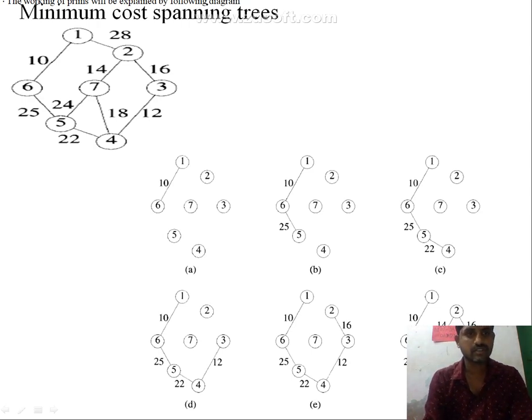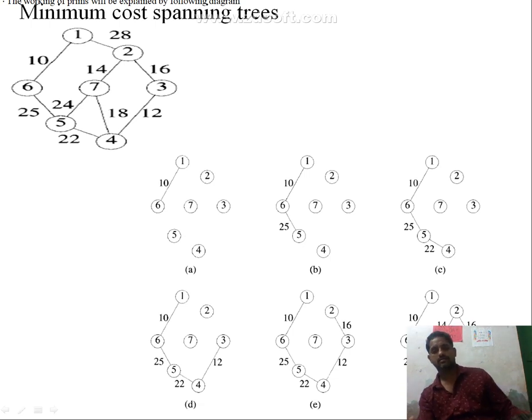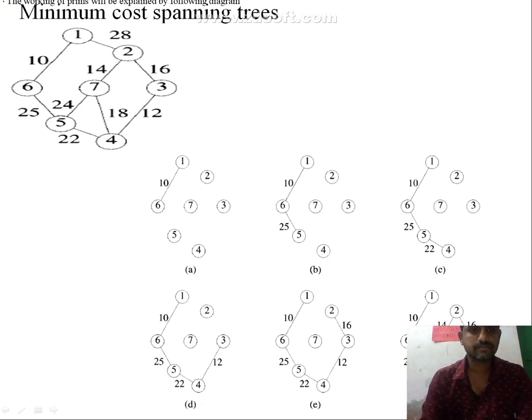From 6 to 5, that is 24. From 5 there are 2 vertices, 7 and 4. 5 to 7 is 24 and 5 to 4 is 22, which is the minimum. That is, 22 is the minimum, then we go for 5 to 4. Next, from 4 there is a path from 4 to 7 and 4 to 3, and which is the minimum? Then 4 to 3 is the minimum.